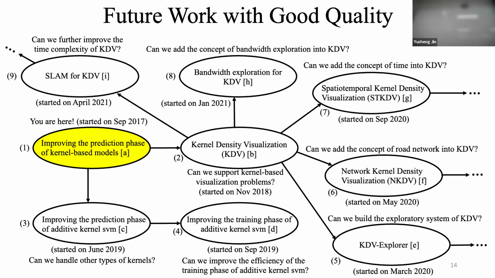Alright, at that time I finished this part, and later I worked on kernel density visualization. After this stage, I will go 2, 3, 4. Then I go to here: KDV Explorer. Can we build an exploratory system of KDV? And after I build the exploratory system, I can ask, can we add some row level in the KDV? And later, can we add the concept of time in KDV?